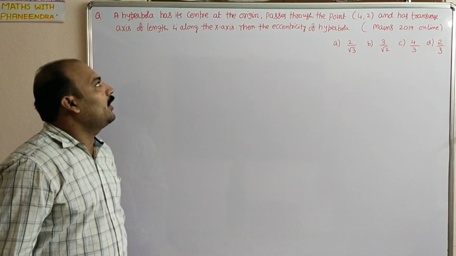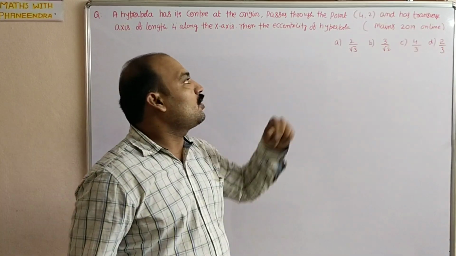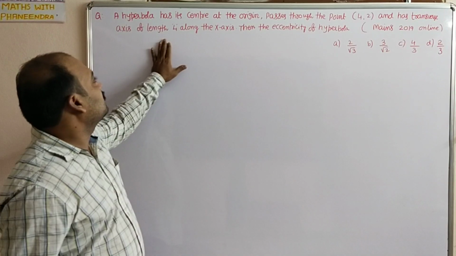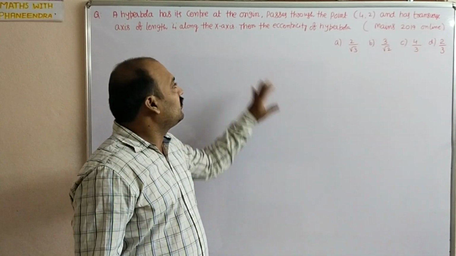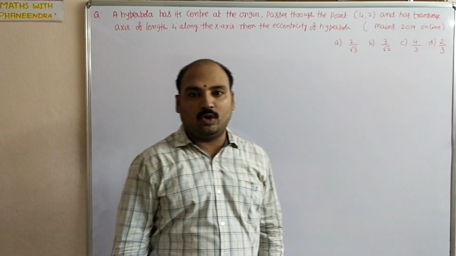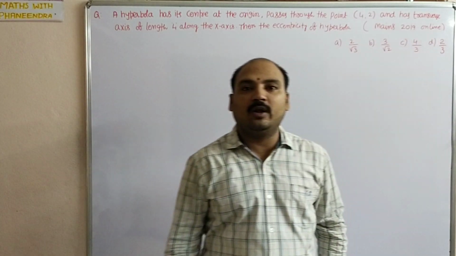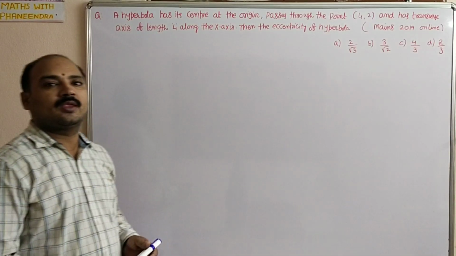A hyperbola has its center at the origin, passes through the point (4, 2) and has a transverse axis of length 4 along the x-axis. Then the eccentricity of the hyperbola is. It is given in the Mains 2019 online exam. So these are the options.